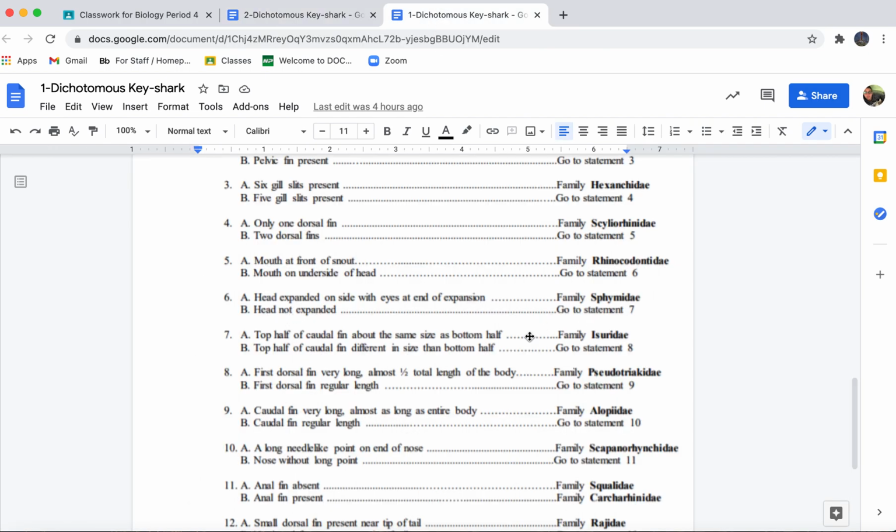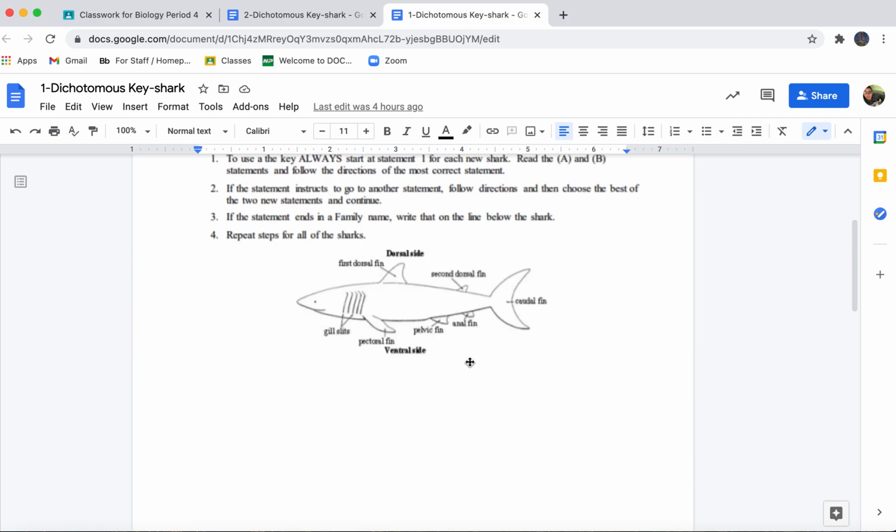Go to statement 7. Number 7 says the top half of the caudal fin about the same size as the bottom half, or is the top half of the caudal fin different in size from the bottom half? So if we look at our key, the caudal fin is this back fin here, this tail fin. So what it's saying is if I cut this right in half, like this one, the top half of this is identical to the bottom. I could fold it over, and it would be matching up perfectly.